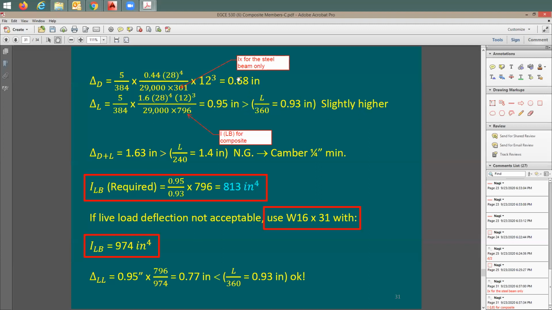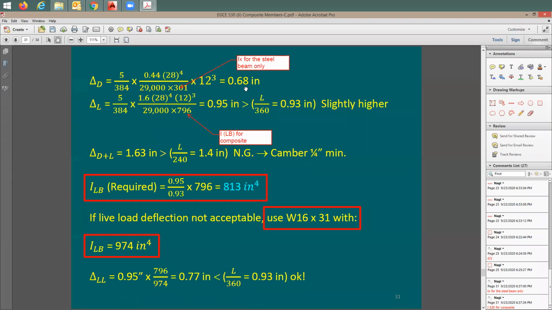Add the dead load deflection to the live load deflection. Now we are at 1.63. Your allowed total deflection is L divided by 240, which is only 1.4. This is not good. So you need to do something. One of the things that you can do is to provide 1/4 inch camber or maybe 1/2 inch camber. This 1/2 inch is going to be taken off the dead load deflection only.